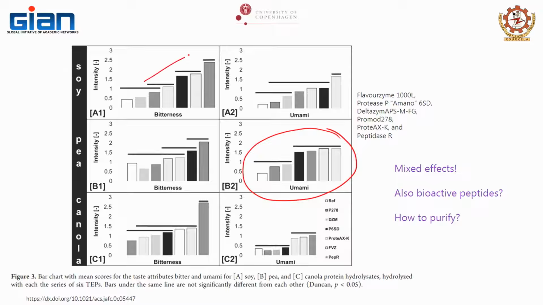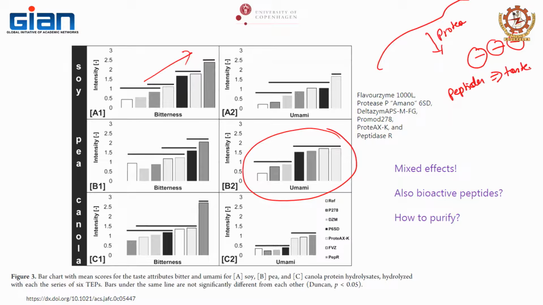But they are also getting more bitterness. Can you see here? It is a disadvantage. Why? Because when you hydrolyze proteins with protease, you get peptides, small peptides. Peptides will have taste. Peptides will have taste.